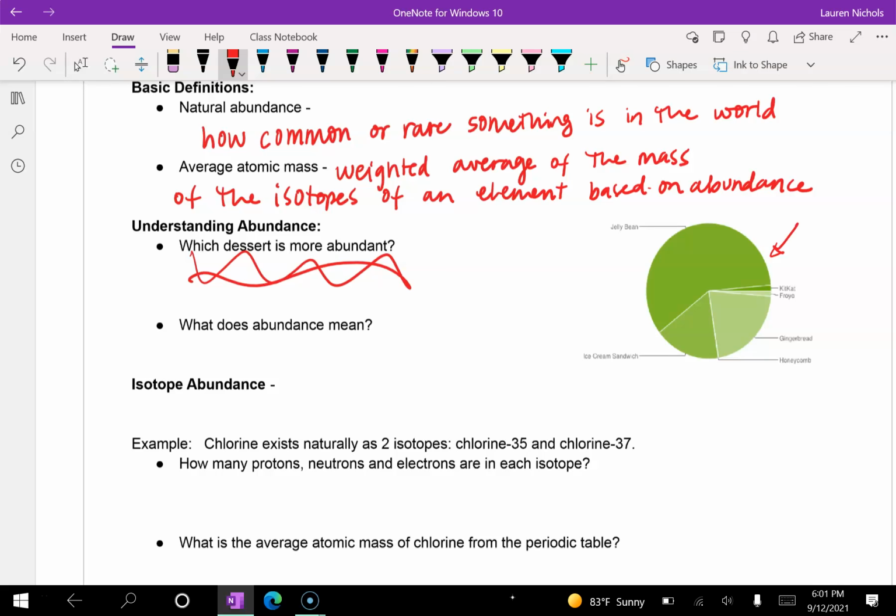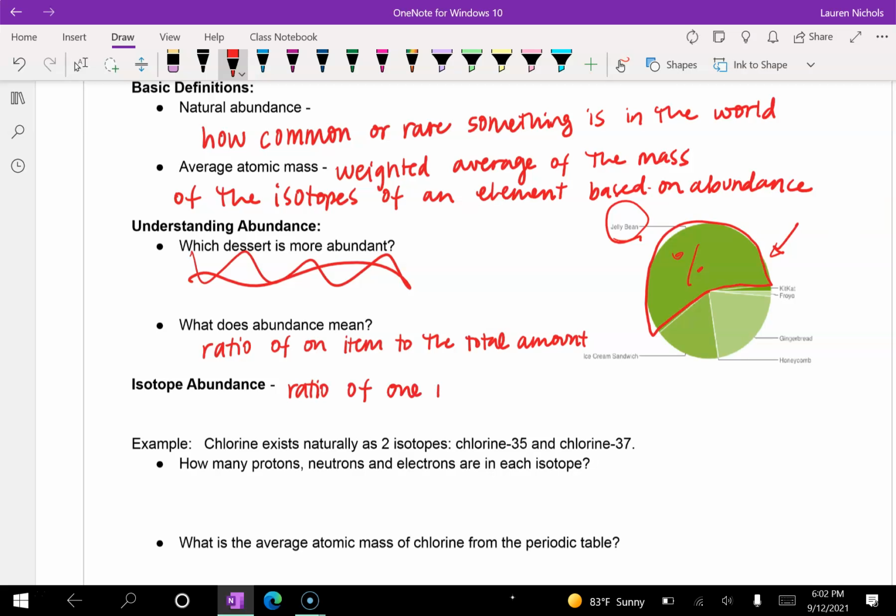And so with abundance, if you look at the pie chart over here, we know that something is more abundant when it takes up the most space, or has the biggest percentage. When we talk about abundance, it means the ratio of one item to the total amount. If we were looking at these desserts, it would be the ratio of jelly beans to all of them combined. And so an isotope abundance is the ratio of one isotope of an element compared to the total number of atoms.